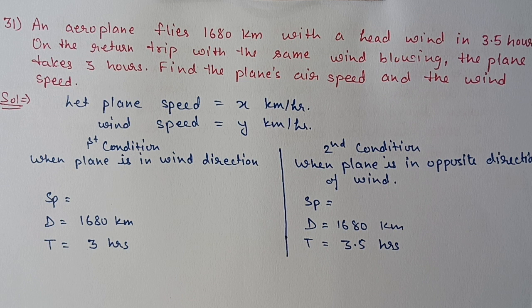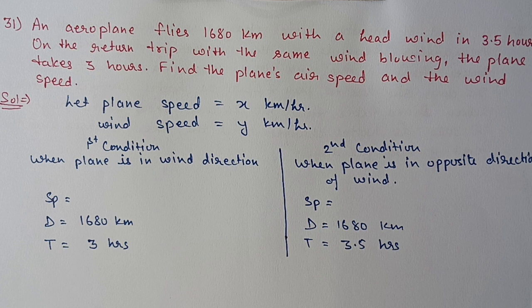Next we have question number 31. An aeroplane flies 1680 km with a head wind in 3.5 hours. On the return trip with the same speed wind blowing, the plane takes 3 hours. Find the plane's air speed and the wind speed. So let the plane speed be x kilometer per hour and the wind speed be y kilometer per hour.